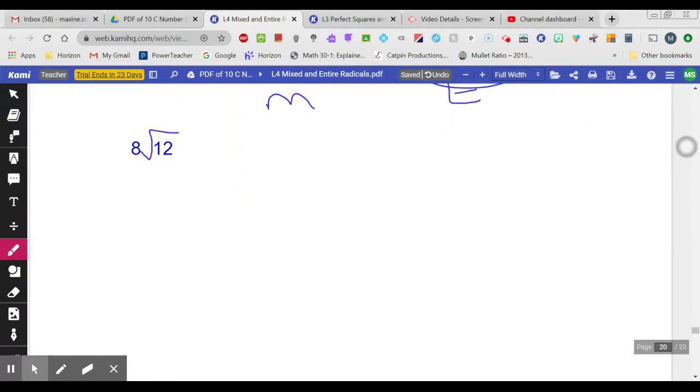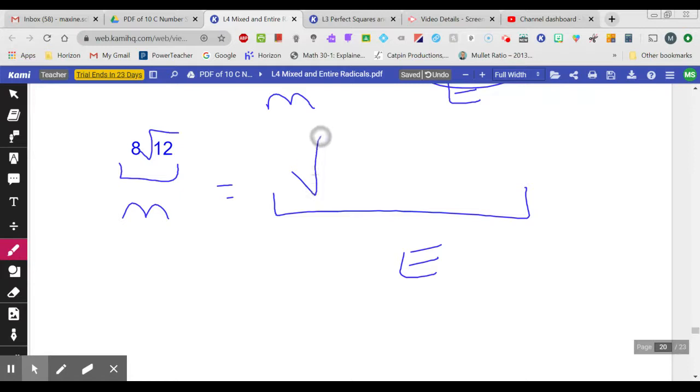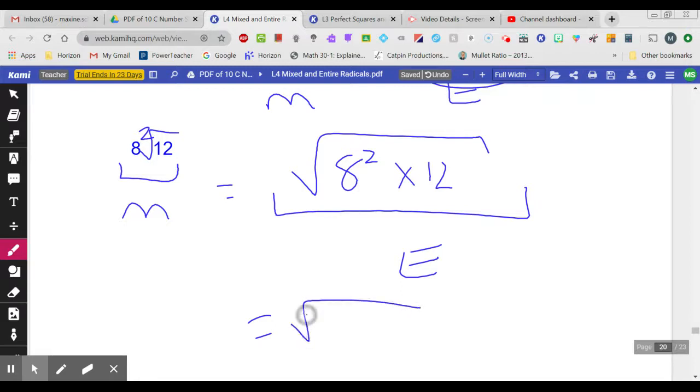So 8 square root 12. Again, this is a mixed radical. What would that be as an entire radical? On your calculator, you're going to go 8 squared times 12. It's going to be a pretty big number. I'm just going to use my calculator here. 768. Okay, so that's it.